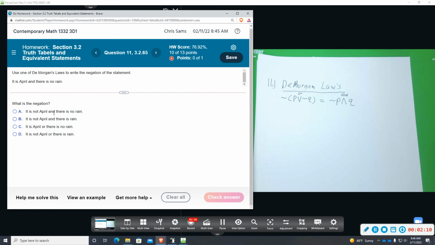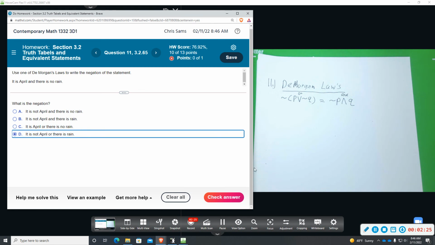It is not April and there is no rain. No. It is not April and I'm looking for or. Okay, this one says it is April. I need it's not April. D, it is not April or there is rain. So this is the one that follows the rule for De Morgan's law.